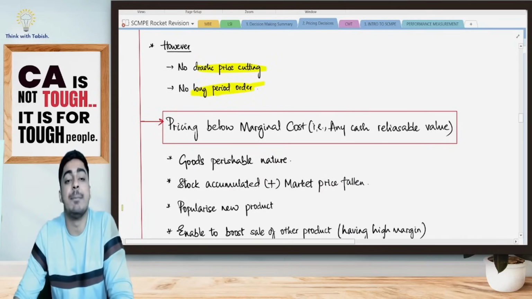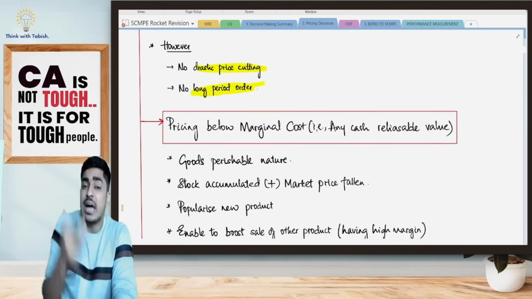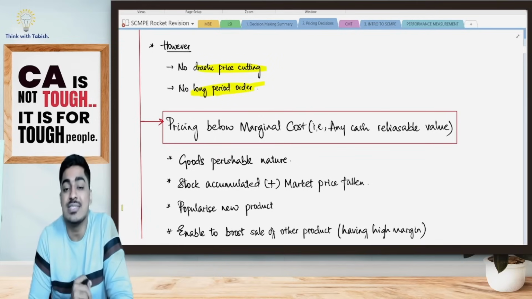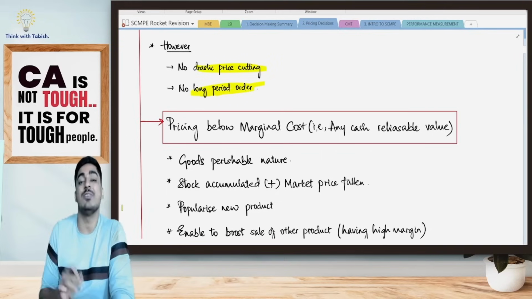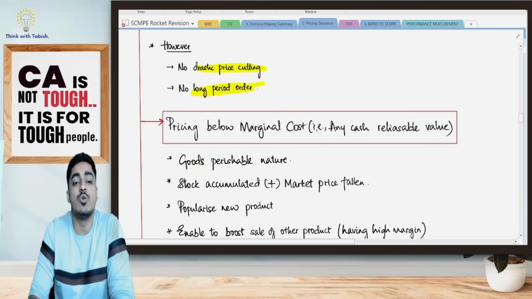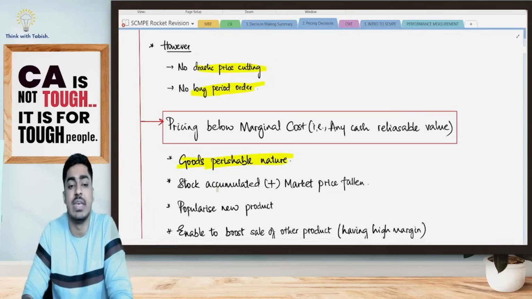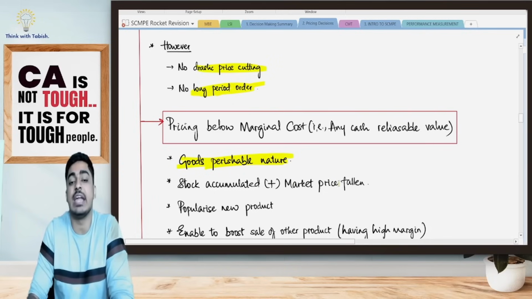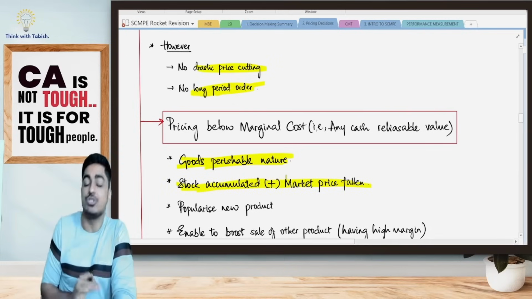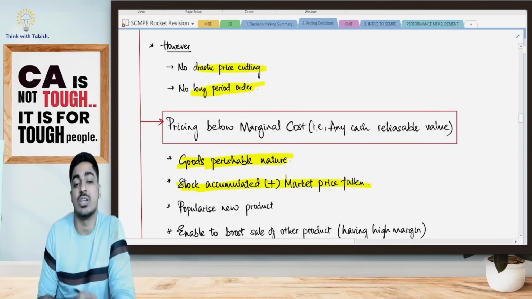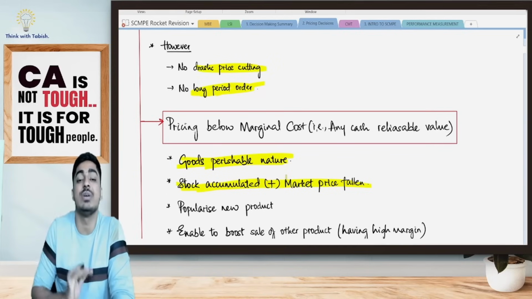Next, we are having pricing below marginal cost. In a few cases, we can be charging even below my marginal cost. Now, why is this happening? Any cash realizable value? A few instances. Say, for example, goods are of perishable nature. Vegetables, by evening, yes, are of perishable nature. If I sell, I can sell. Otherwise, tomorrow I will not be getting anything. Yes, where stock has accumulated and market price has fallen. Textile, I purchased too much. It has become out of fashion. Now, I'll have to sell right now. Otherwise, I will not be getting anything.